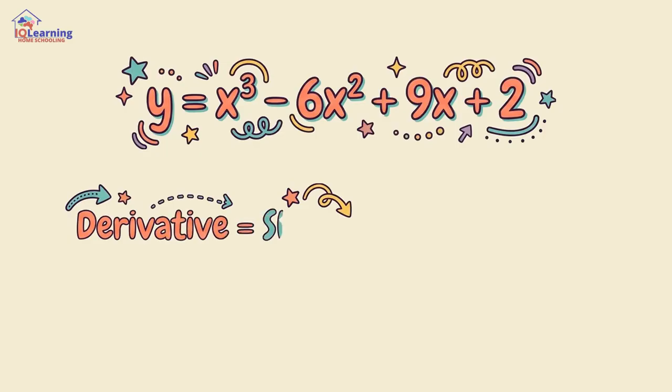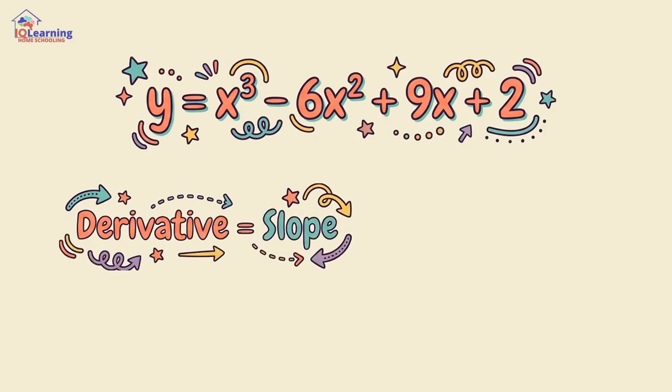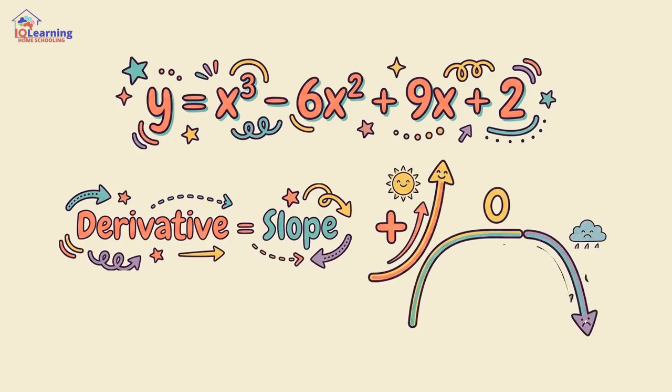The key idea is that the derivative tells us the slope of the curve at every point. Positive slope means the graph rises, negative slope means it falls, and zero slope means the curve is flat.